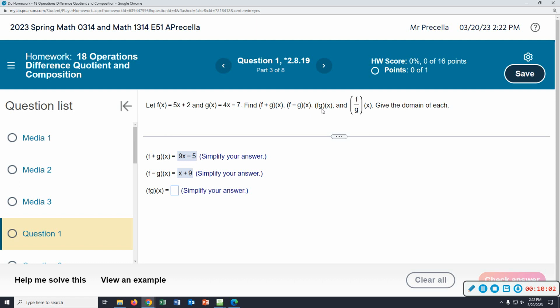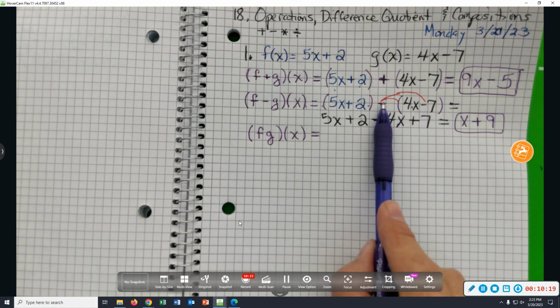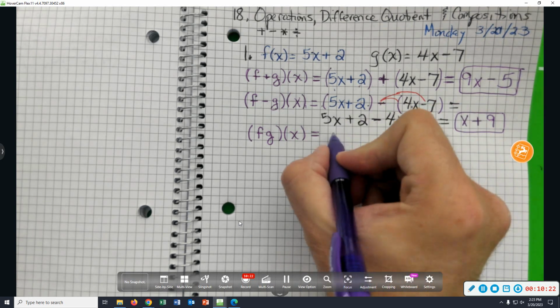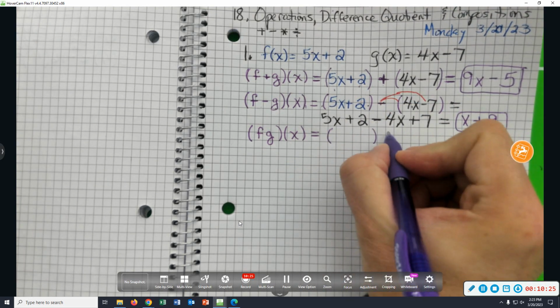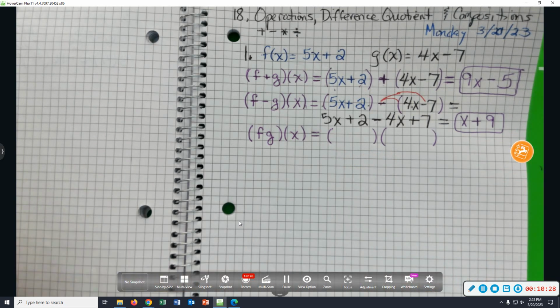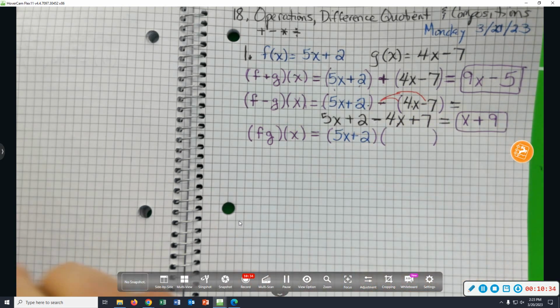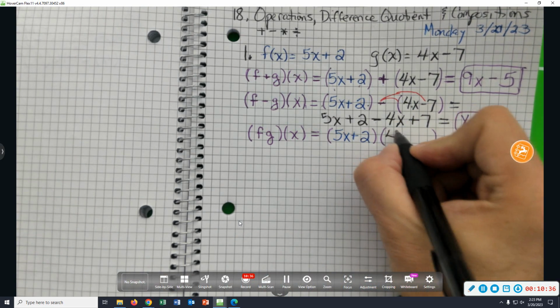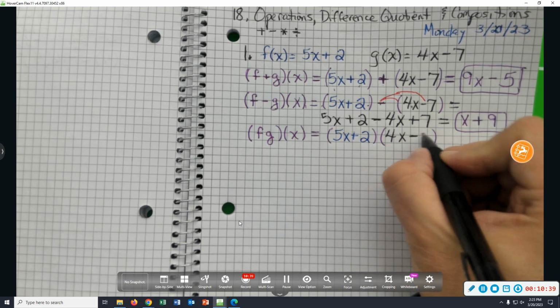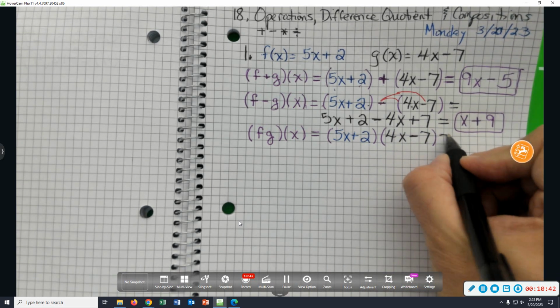Now this thing here, just fg, I don't see a symbol between the f and g, so what do we assume that symbol is? Multiplication. f times g. So this time there won't be a symbol. I'm going to write the f and g, but I'm not going to have a symbol in between them. Remember I said that addition of functions is plain old algebraic addition. Multiplication of functions is just plain old algebraic multiplication.